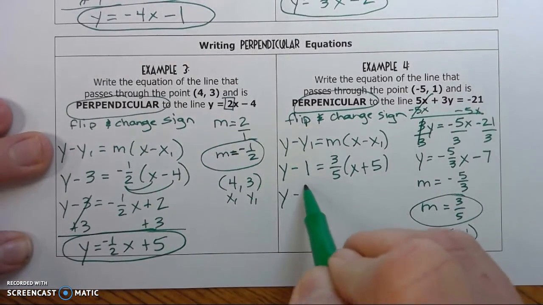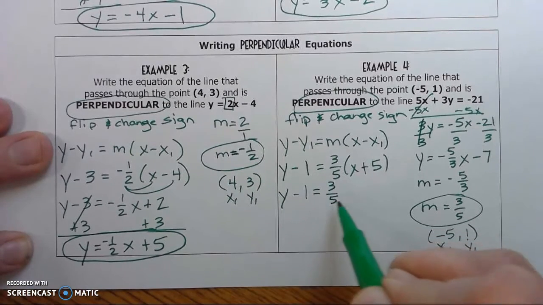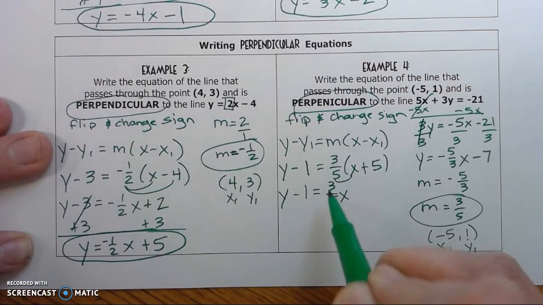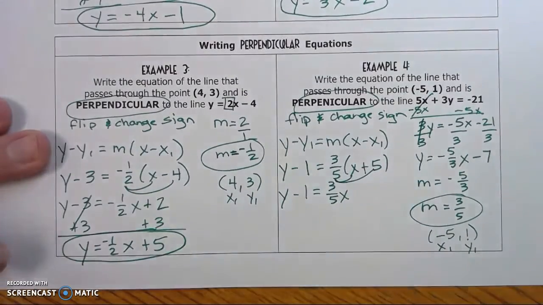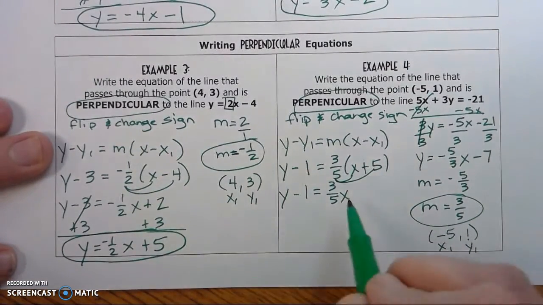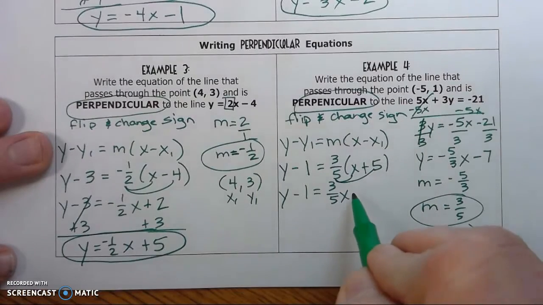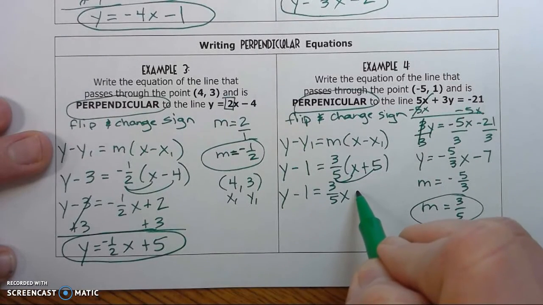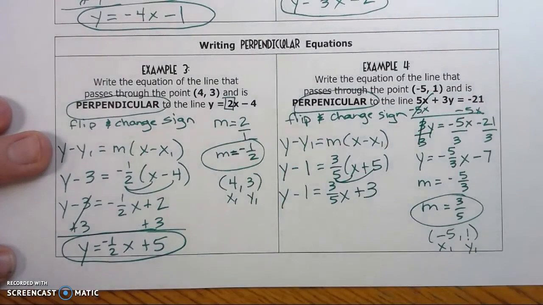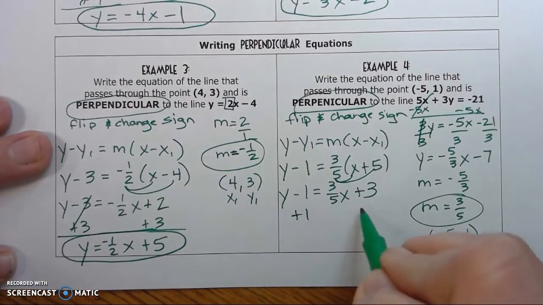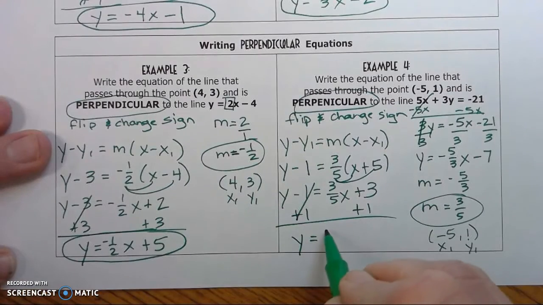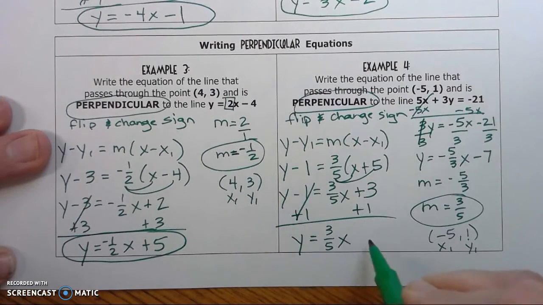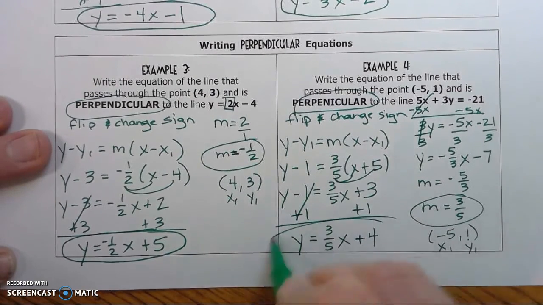Then y minus 1 equals 3/5 x. I'm going to distribute the 3/5 times x is 3/5 x. And then 3/5 times 5. Put that in your calculator. 3/5 times 5 is 3. So we're going to do plus 3 because those are both positive. Then I'm going to add 1 to both sides so that y is by itself. And I get y equals 3/5 x plus 4.